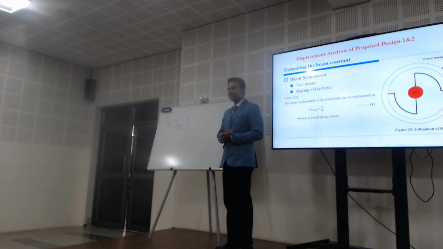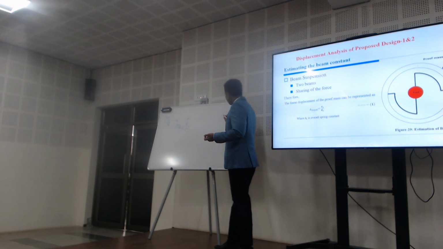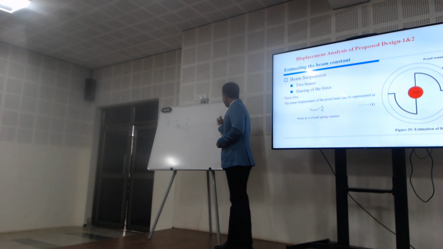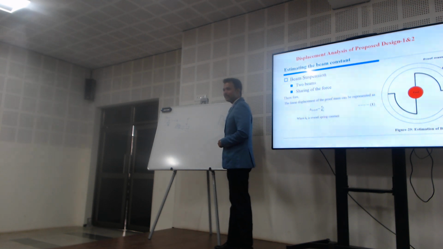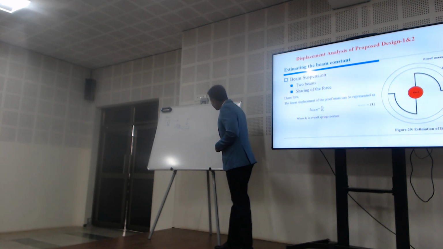This is the suspension beam structure. It is able to move in the x direction, yes or no? Because of this bending, it is able to move. Why? In this direction, due to this, it is able to move. Yes or no?